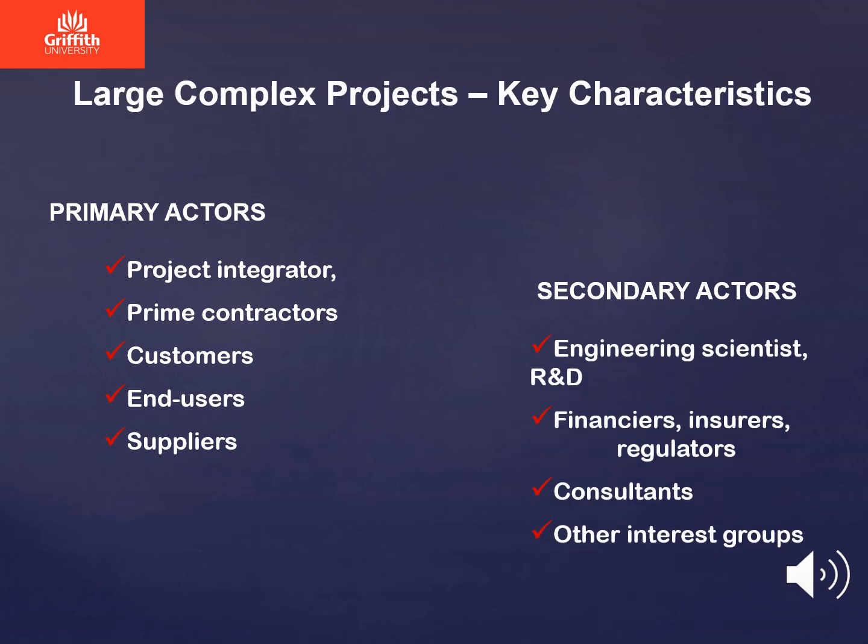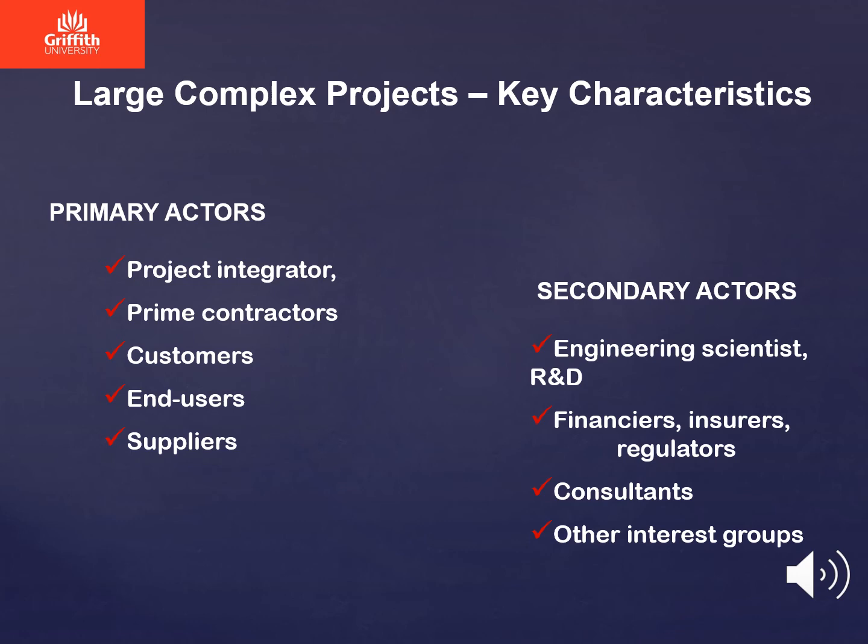Large complex projects, as I have already mentioned, usually have multiple stakeholders that may have different goals, different understandings of success, and also different agendas. We can categorize the main stakeholders into primary and secondary actors. The primary actors in any project are, of course, the project integrators, prime contractors, main customers, main end users, and main suppliers. These are the key stakeholders that we are always seeing.